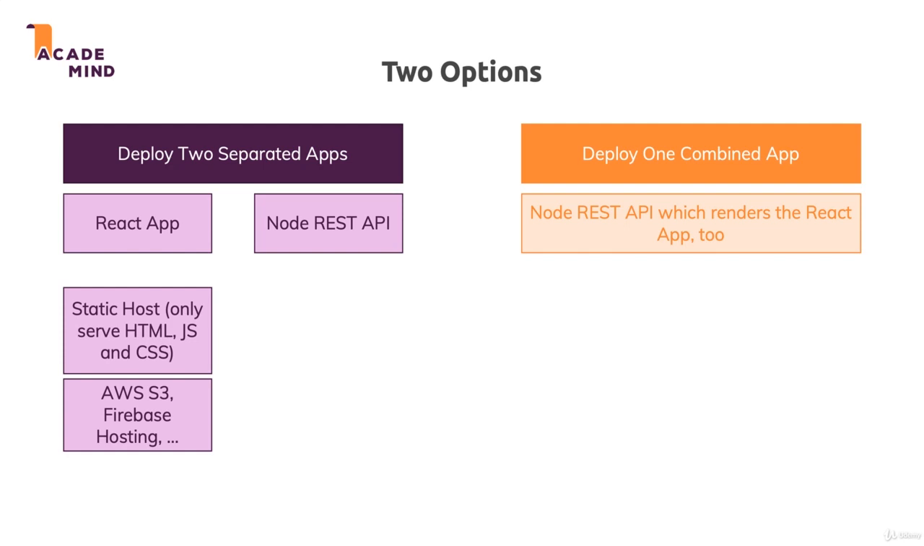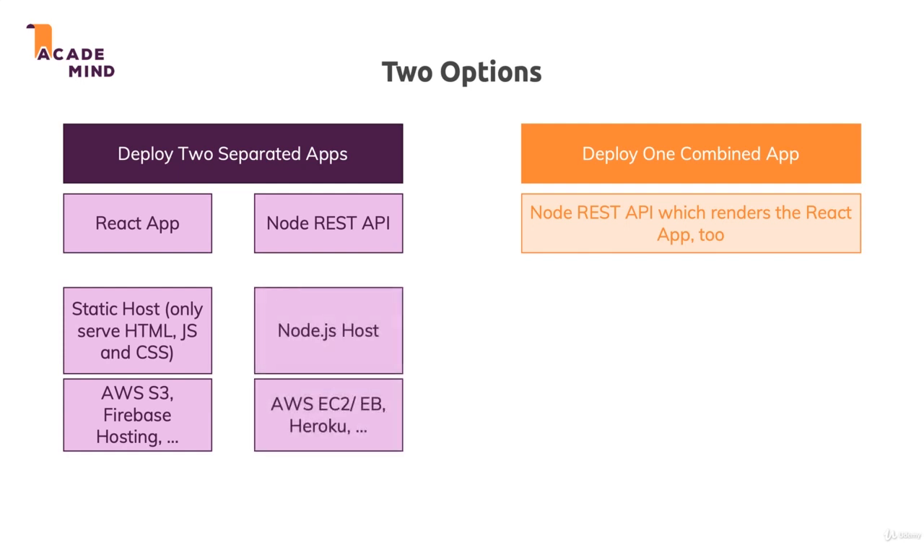The Node REST API, of course, does execute code on the server, and therefore we need a hosting service, a hosting provider that is capable of executing Node.js on the server. And there, from AWS, we could use our own EC2 instance, which is our own virtual server, which we can configure to our needs in great detail, or Elastic Beanstalk, which is a service that takes a lot of configuration out of our hands and makes that easier. Or we use other providers like Heroku, and again, if you search for Node.js hosting provider, you'll find many examples.